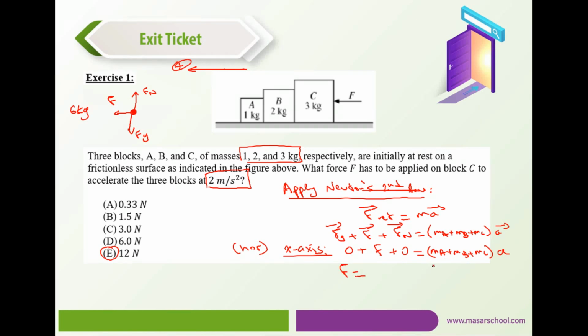Then capital F would be given by the total mass 1 plus 2 plus 3 multiplied by the acceleration, which is 2, and that would give us 6 multiplied by 2, which is 12 newtons, and the correct answer in this case is E.